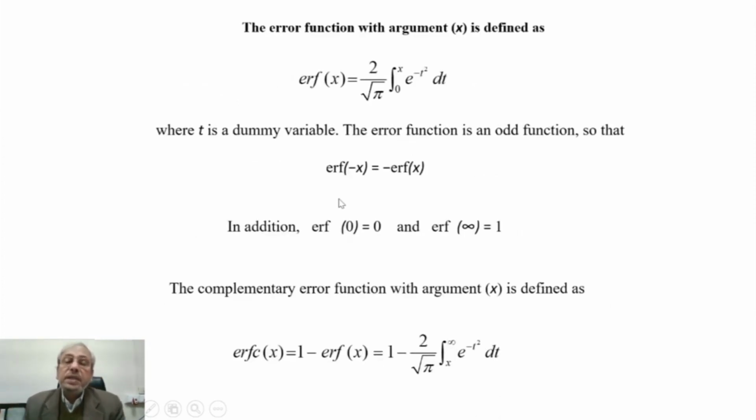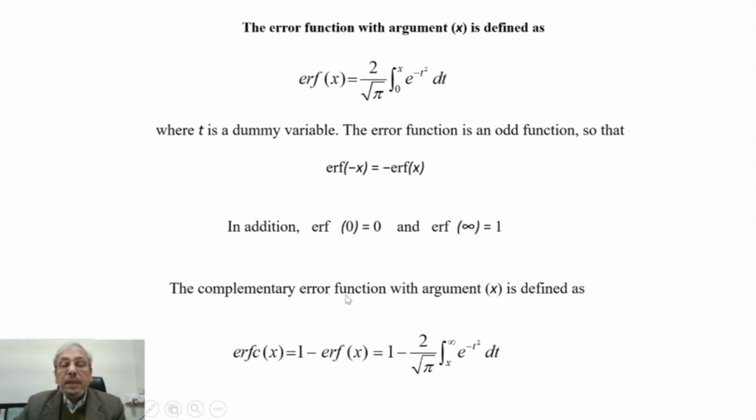Also, we would like to mention the error function, since we have used the error function here. The error function of x is given by 2 by root π integration 0 to x e to the power minus t² dt. t is a dummy variable here. The error function is an odd function, so that error function of minus x is minus error function of x. In addition, error function of 0 is 0 and error function of infinity is 1.